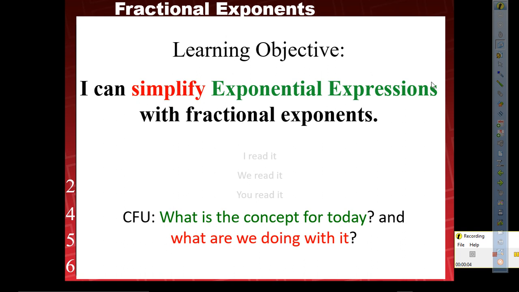However, we're done with the easy stuff, which is exponents that are integers. Now we're going to the funner stuff. So the exponents now are going to become what? Fractions. Bam! Let's go. Some of you are like, Mr. Q, I know.